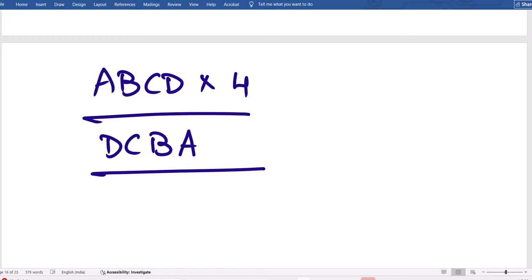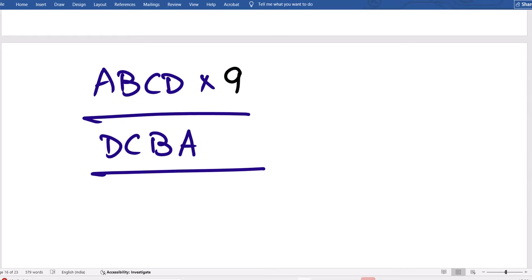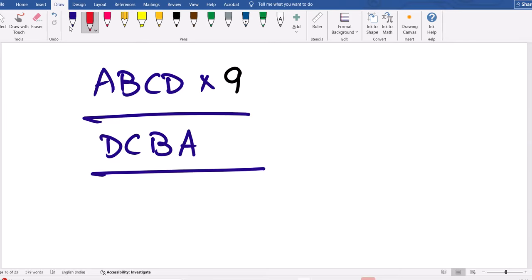ABCD multiplied by 4, the result should be DCBA. Or sorry, multiplied by 9. Not multiplied by 4. Multiply by 9. Multiply with 9. ABCD multiplied with 9, the result should be DCBA. Now find ABCD values. 1089 is the correct answer. 1089. Now first try for the leftmost.